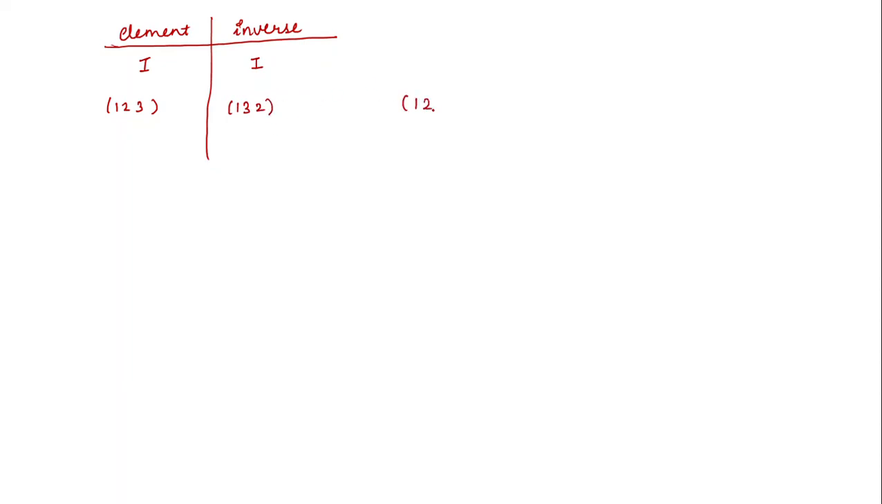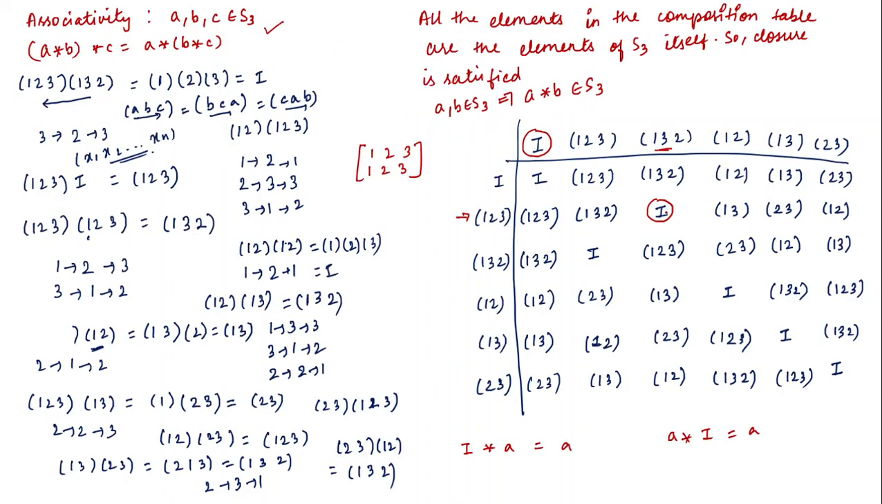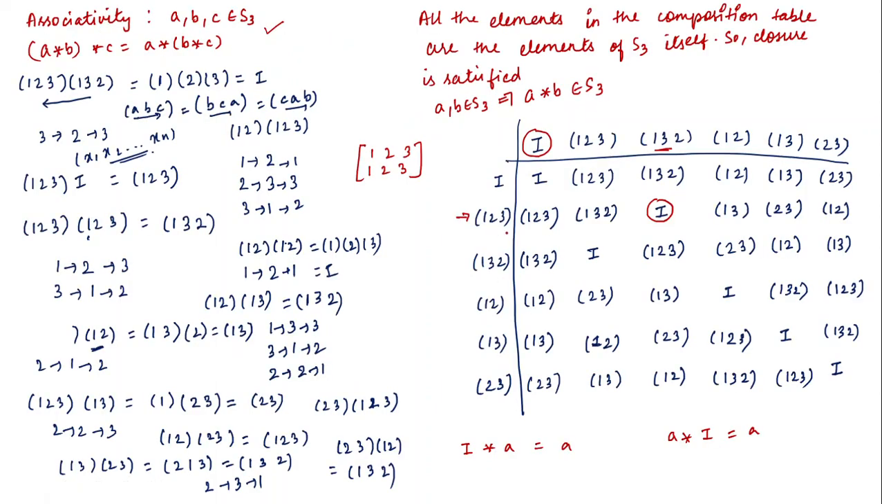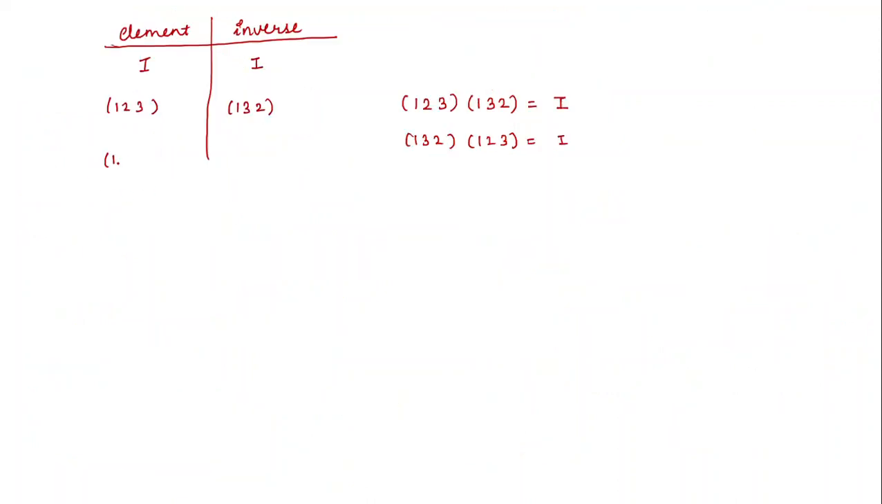The simple reason is because 1, 2, 3 with 1, 3, 2 gives you I, because here we are having I, and similarly you can observe 1, 3, 2 with 1, 2, 3 gives you I again. Now if 1, 2, 3 is the inverse of 1, 3, 2, what will be the inverse of 1, 3, 2? Obviously 1, 2, 3. So the inverse of 1, 3, 2 is 1, 2, 3.